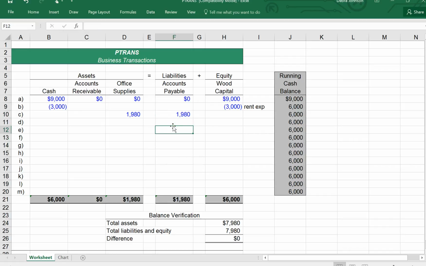After every transaction, go down to the bottom and make sure that your equation is in balance. If at any time your equation is not in balance, then you've made an error in recording the transactions. And again, keep in mind that the equation always has to be in balance.